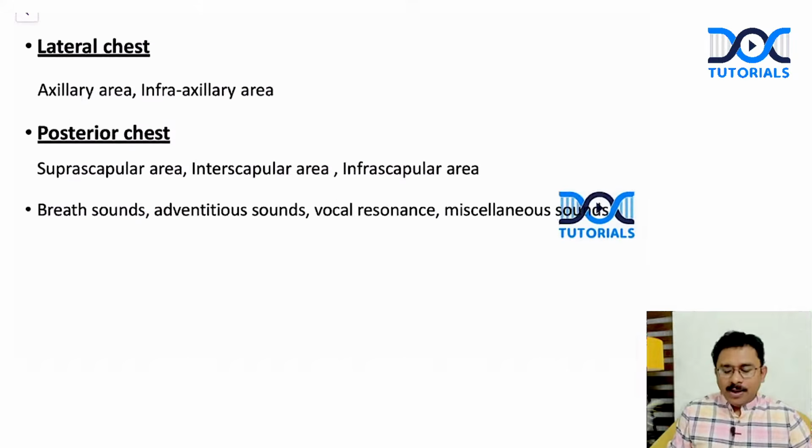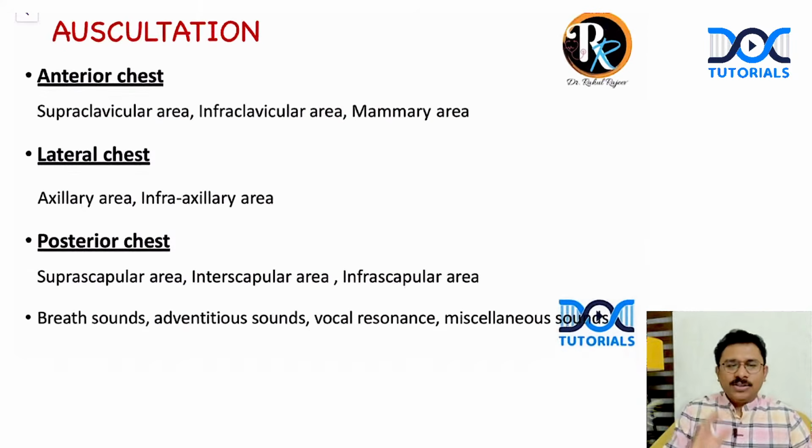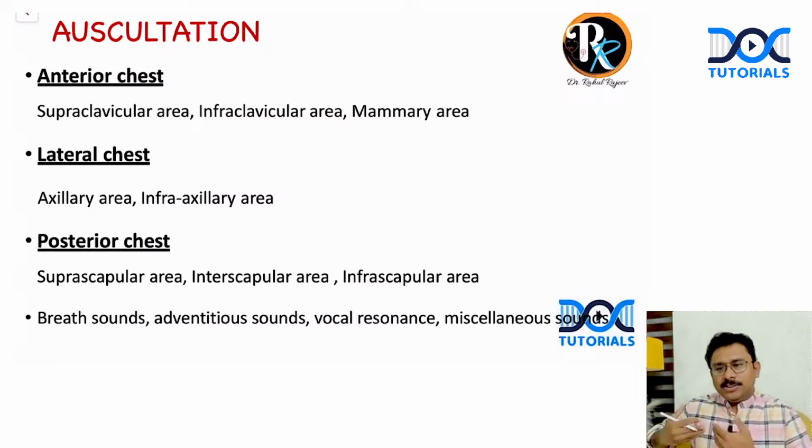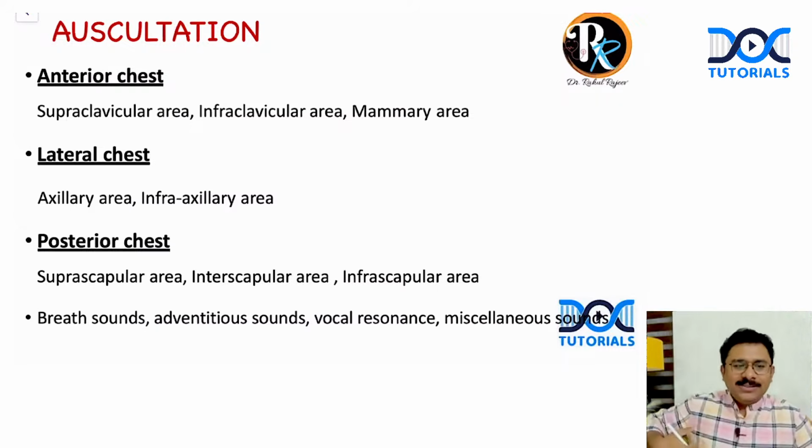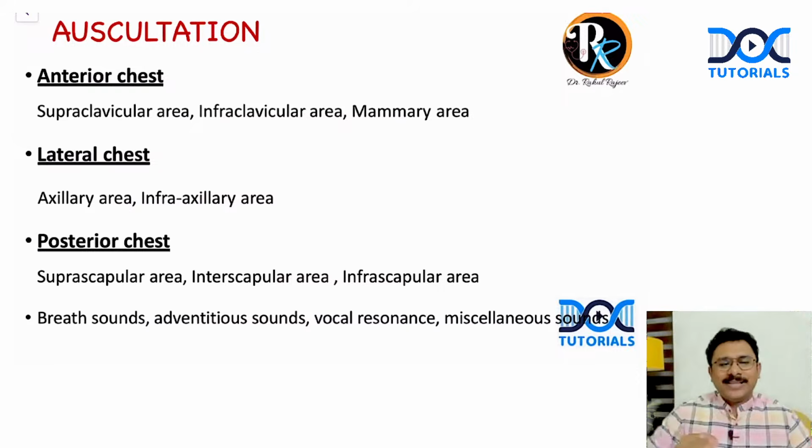Okay, right. Now coming to the auscultation part of it. When you auscultate, you will have to auscultate the anterior chest, the lateral chest, as well as the posterior chest. In the anterior chest, you will have to auscultate the supraclavicular area, infraclavicular area, and the mammary area. From the third rib onwards, it is the mammary area. Then the lateral chest for the axillary and infra-axillary areas, and the posterior chest, the suprascapular, interscapular, and the infrascapular areas. So these are the areas to be auscultated.